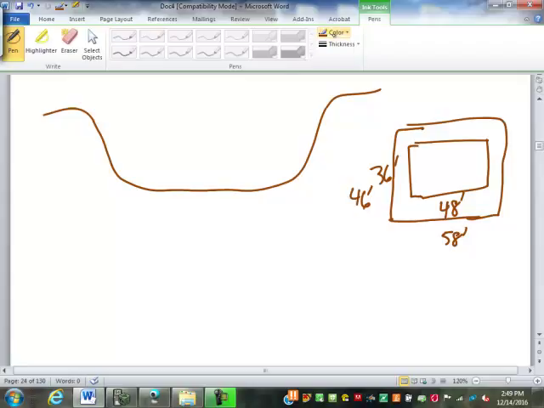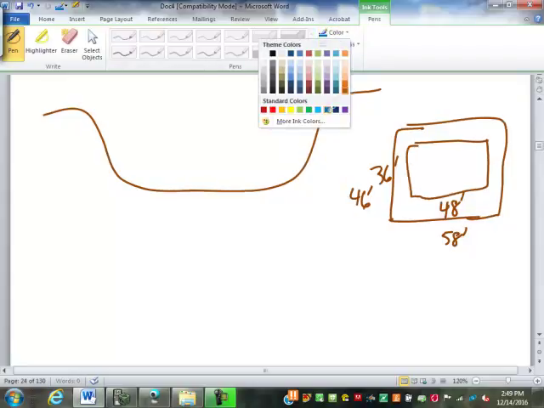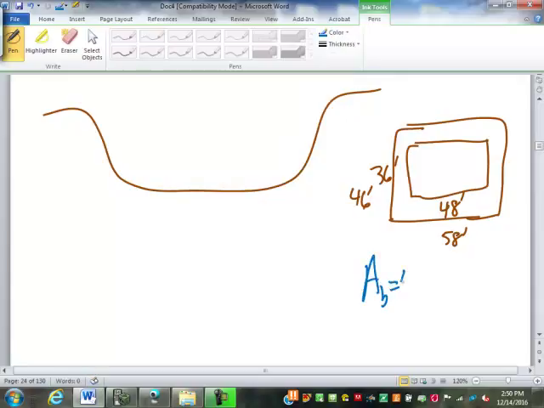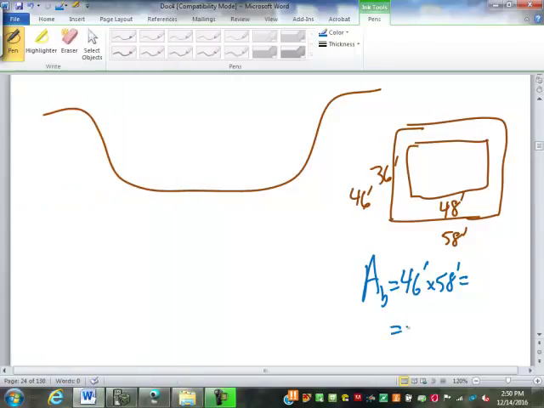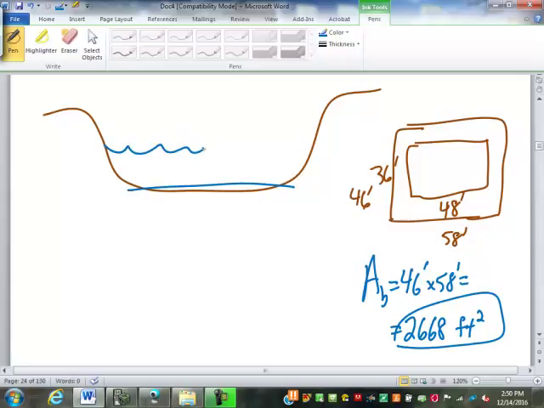So that means the area of the base will be 46 by 58, giving us 2,668 square feet is the area of the base. So that's the area down here. Now let's say that foundation fills up with 3 feet of water. Your typical foundation is dug between 6 and 8 feet deep. So I mean, it could be more than that, but let's just go 3 feet of water filled it up.